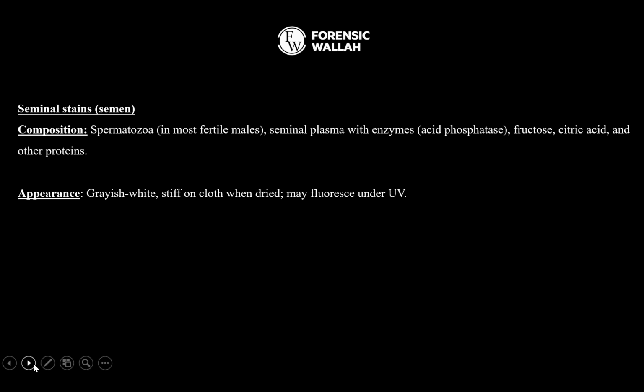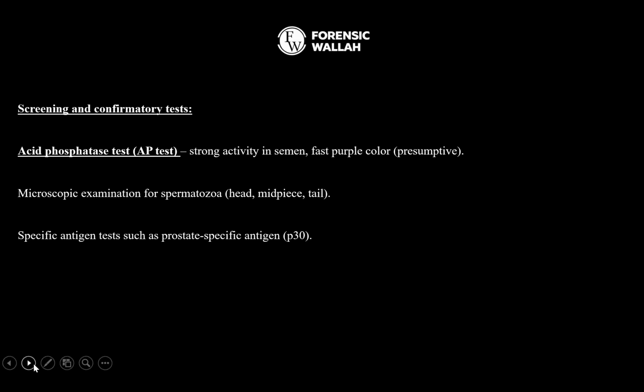So now the next is screening and confirmatory tests. Whether you encounter a sperm or a seminal fluid or something else, we don't know. We might get confused. For that, we have to do certain confirmatory tests and screening tests to determine whether it is actually semen or not. The first test that we do is the acid phosphatase test. This is a very good test because sperm itself has acid phosphatase in it. When you get a fast purple color, it is an indicator that there is sperm. It is a presumptive test.